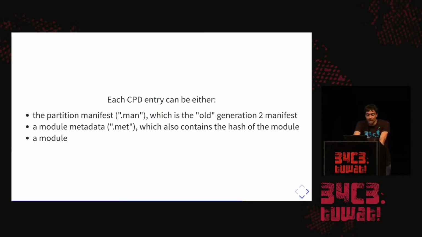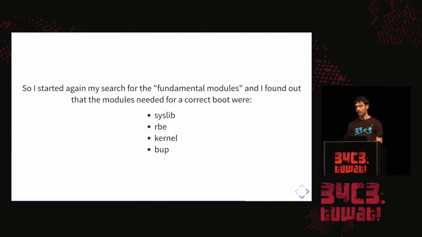So this is the list of the types. I tried again. By trial and error, I figured out which modules were really needed and which ones were not. It seems that only 4 modules are really needed: syslib, RBE, which is sometimes a very small partition, like the corresponding of ROM-P, the kernel this time, and the BUP partition.